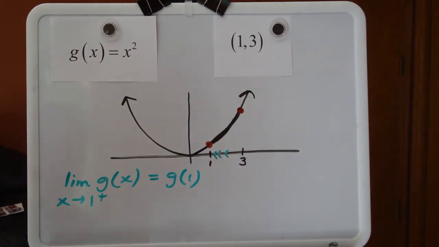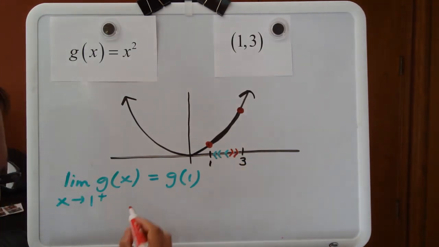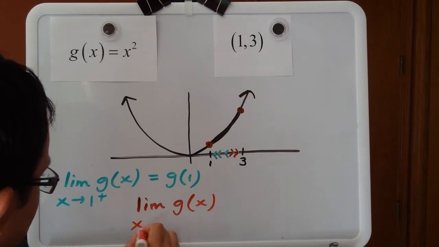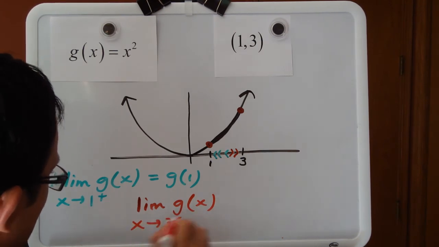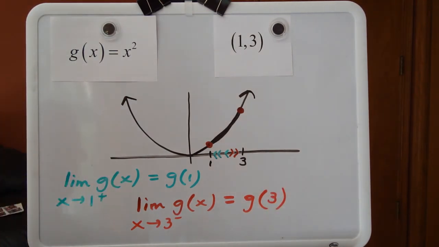And a very similar idea, you could go the other way. You could approach 3 from the left-hand side. So I'll write down that statement as well. The limit of g of x as x approaches 3 from the left is equal to the output at that point. It's equal to g of 3.